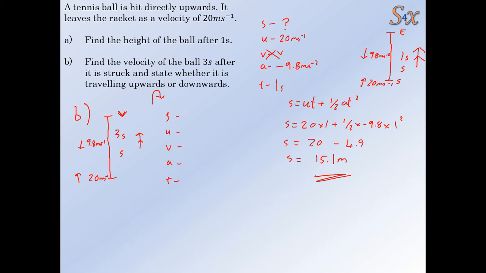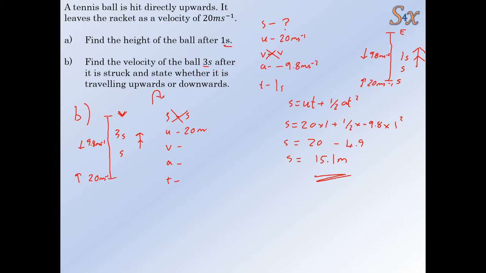So write out SUVAT. Displacement, we don't know. It's not the height from before, by the way, because that was after 1 second. Now we're looking after 3 seconds. They're completely different, so we can't just use the same displacement. We can only reuse the initial velocity and the acceleration because they still apply. The acceleration is constant, so that always applies. And the initial velocity is the same because we're starting from the same point. We can't use that displacement again because it's after a different period of time. So S is just S and we don't really need it.